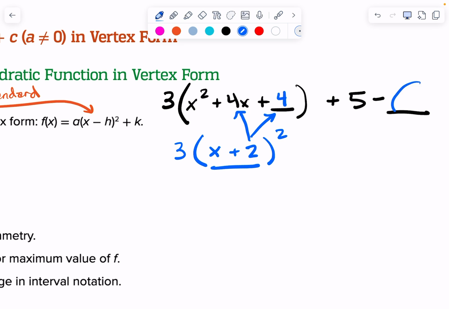Trivia question. What goes here? 4. Not 4. 2. No. 12. What? 12. Why 12? There's no way. Because 3 times 4 is actually, you're adding 12 right here. Do you see how that works?